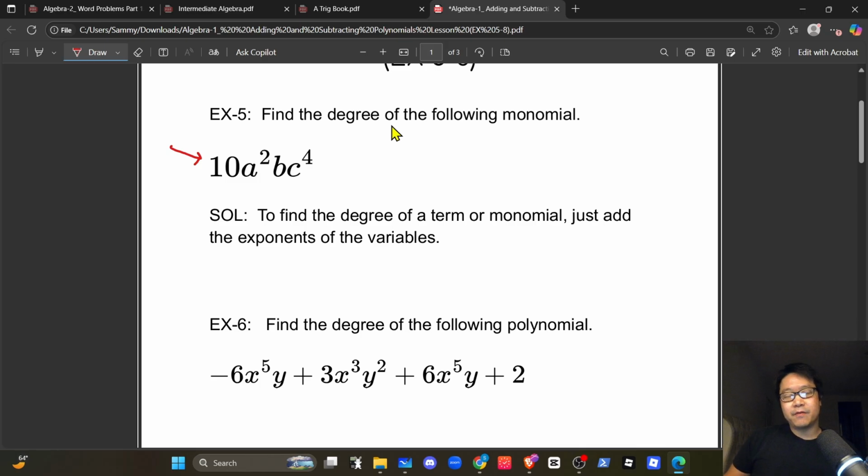To find the degree of a term or a monomial, you simply have to add the exponents present in that monomial. So here, what do we have? We have 2 and we have 4. The exponent, or I apologize, the degree of a coefficient is always going to be 0. The reason is because 10 can be rewritten as 10x to the 0th power, where anything raised to the 0th power is 1. So you just get back 10.